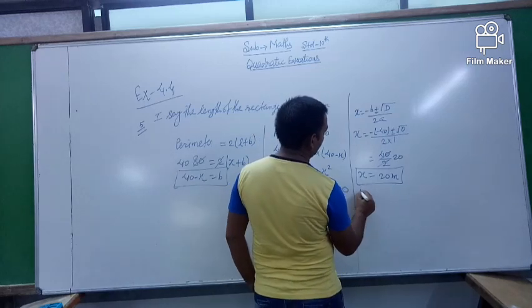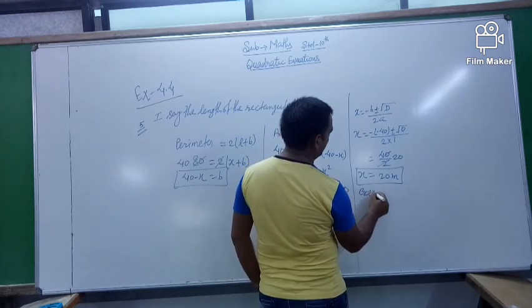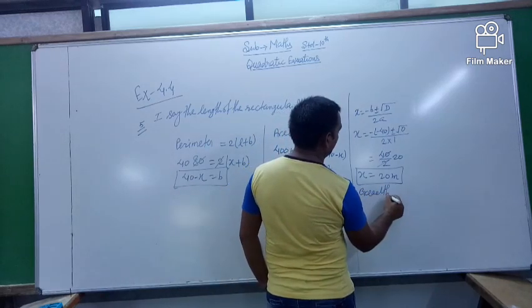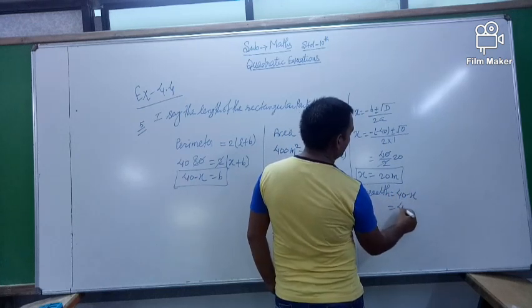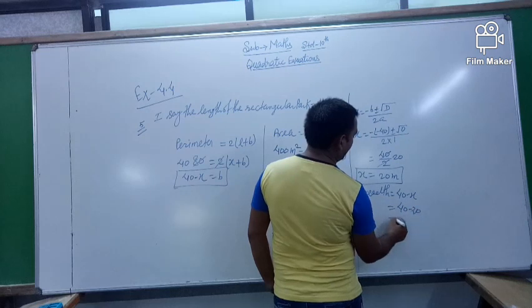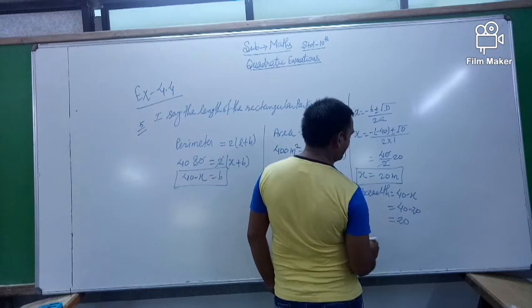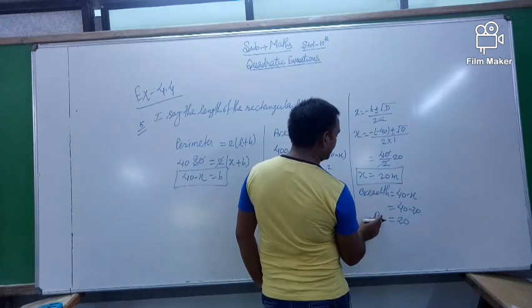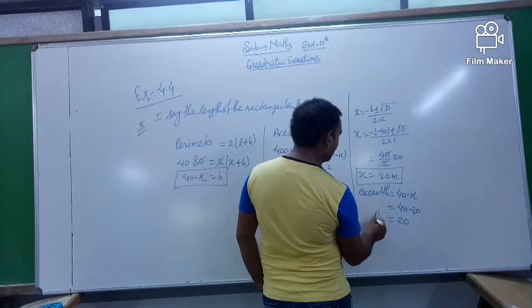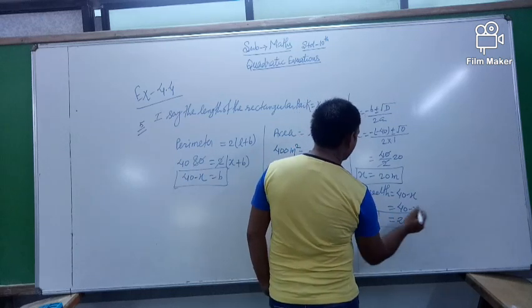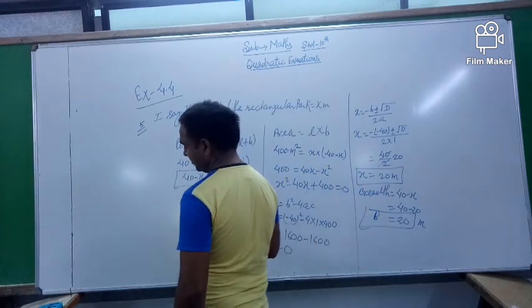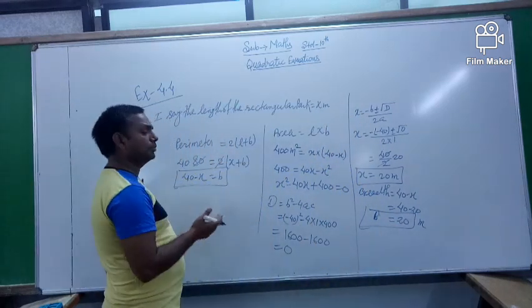Then breadth is equal to 40 minus x. It means 40 minus 20, and that is equal to 20. So B, the breadth of the rectangular garden, is equal to 20 meter. Okay, so here length and breadth are both the same, and you can say both are equal to 20 meter.